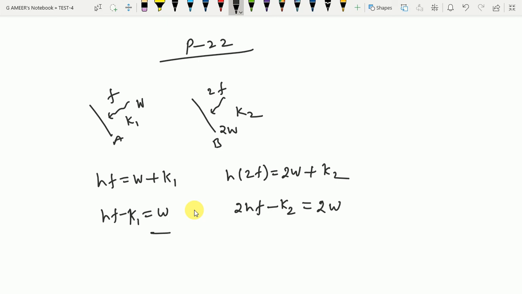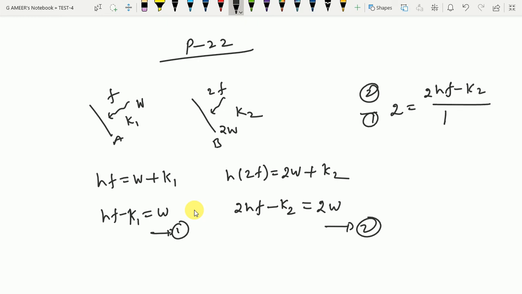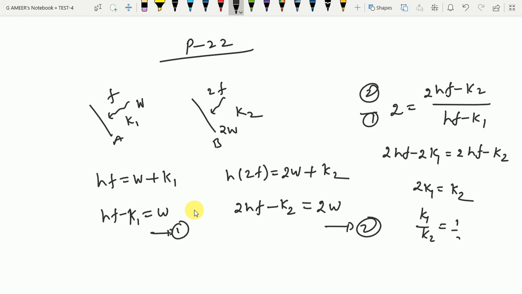Let us call these equation 1 and equation 2. Divide 2 by 1: 2 is equal to (2hF minus K2) divided by (hF minus K1). So 2hF minus 2K1 is equal to 2hF minus K2. That is 2K1 is equal to K2. So K1 by K2 is equal to 1 by 2. That's the answer.